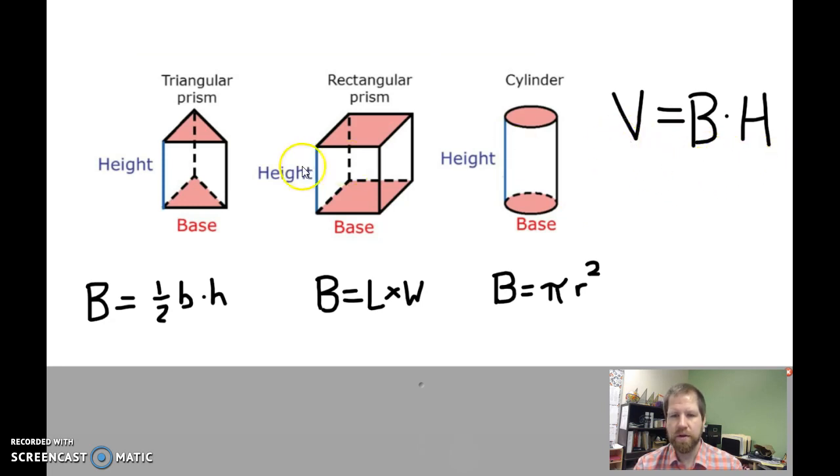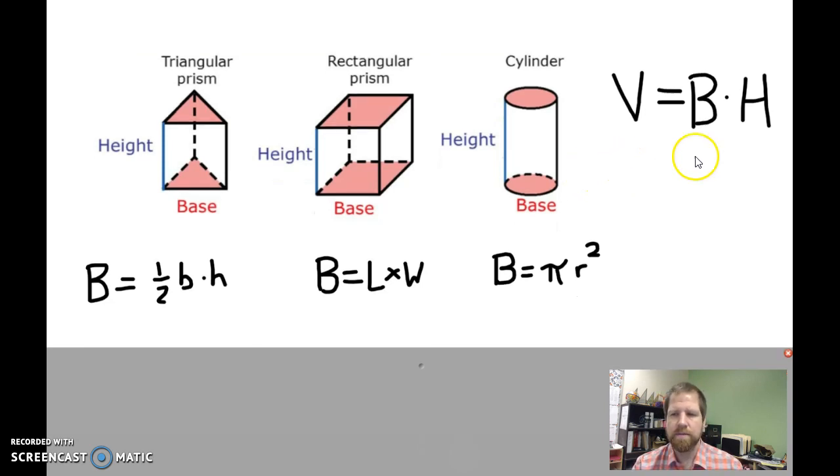All we have to do to figure out the volume of these figures is to find the base, okay, and that's the big base. That's the area of the base, and multiply it by the height. Okay, you can think like for a cylinder, it's basically like taking a pancake and stacking it up and up and up, right? And depending on how high you go, you're going to have more pancakes, more area, okay, more volume.